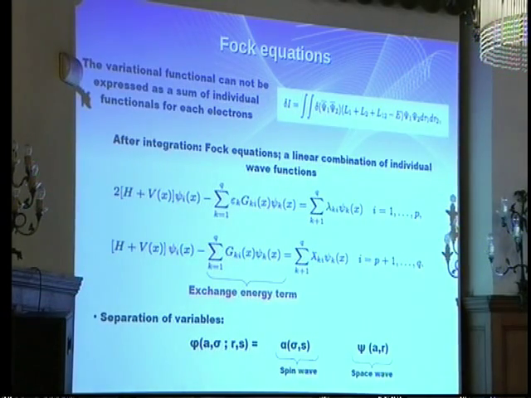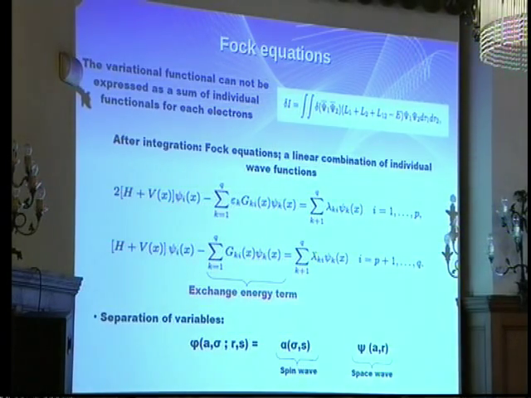In Fock's case, it's not possible anymore to express the variational functional as a sum of individual functionals for each electron. So after integration, you will obtain a linear combination of individual wave functions. We can see here that we have terms in Psi and in Pk. The second term is the exchange energy term, as was suggested to include by Dirac.